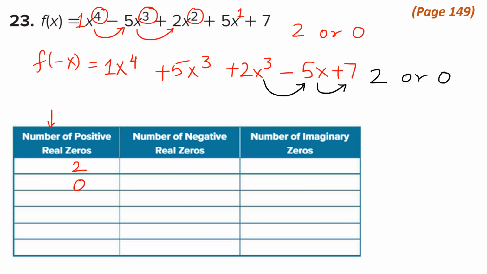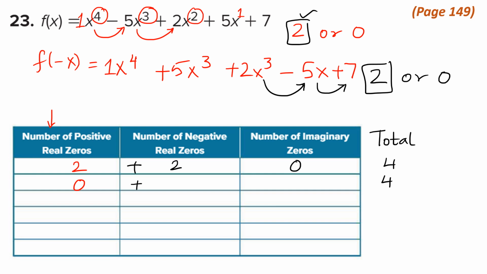So how will I fill the table now? There will be some minor change. The total has to be 4 this time. So when it is 2 positive, I take this option, and then I take this option, 2 negative, then 2 plus 2 is 4. We want everything, so 0. Now 0 plus again 2. If I have only 0 positive and 2 negative, the total is 4, so 2 imaginary.